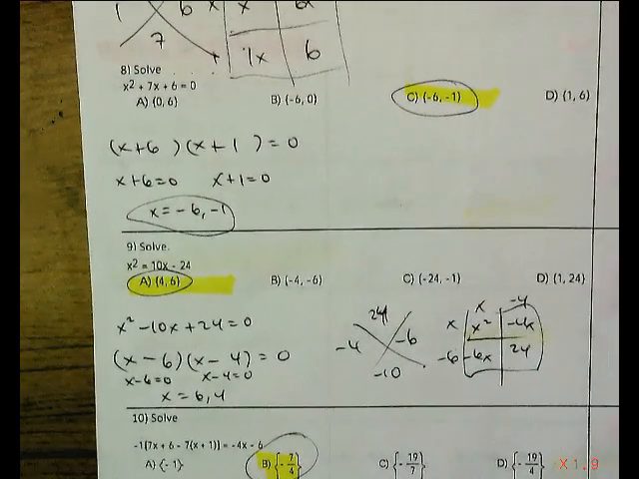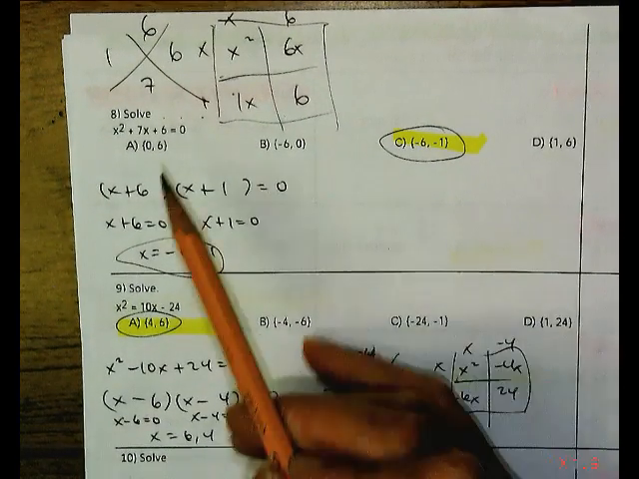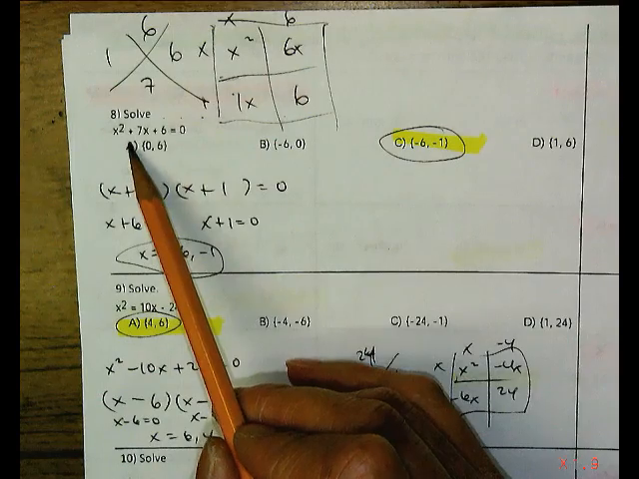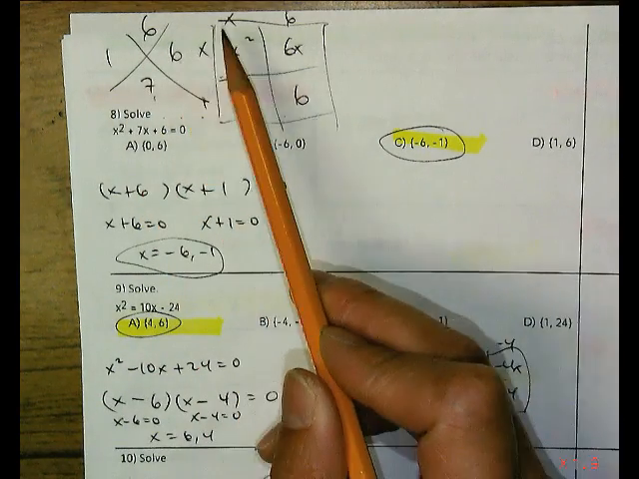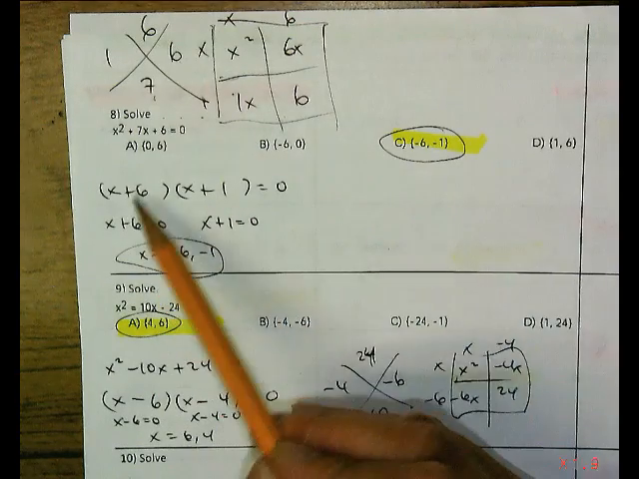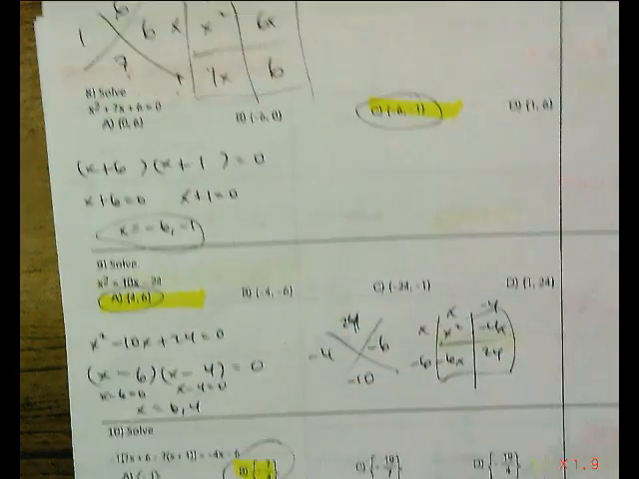Question number 8. Solve. So I can just factor. A times C, this is my B value, 1 and 6. So my factors are x plus 1 and x plus 6. Zero product rule, and you'll get negative 6, negative 1.